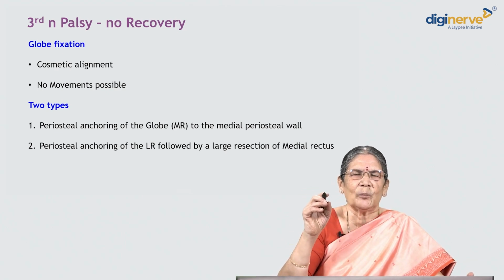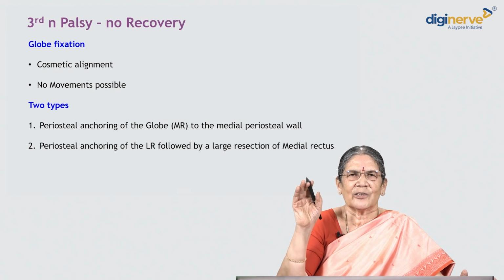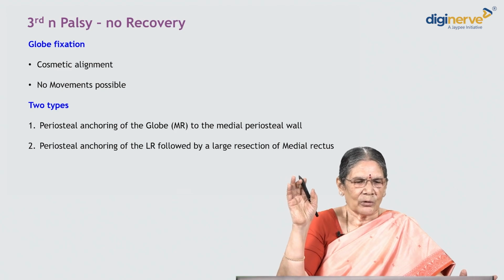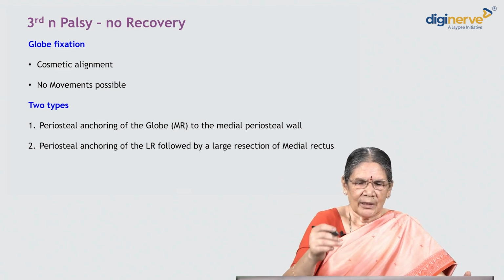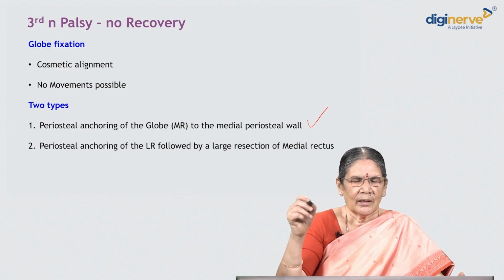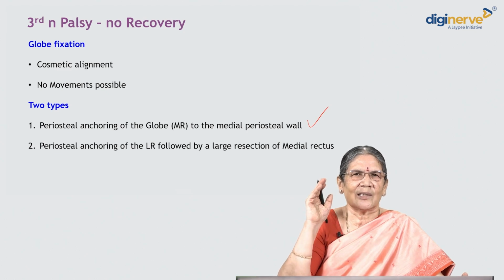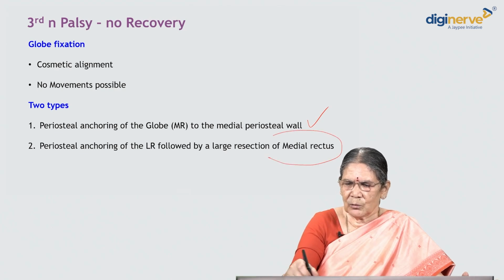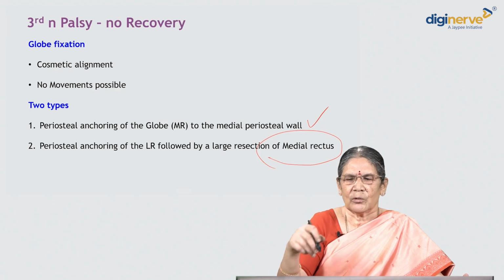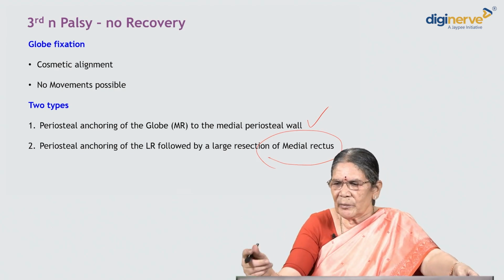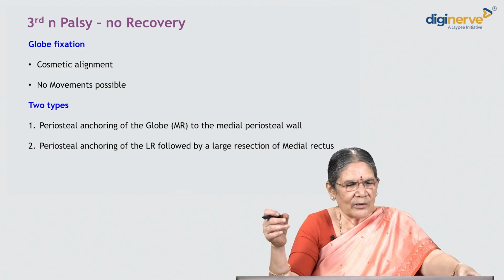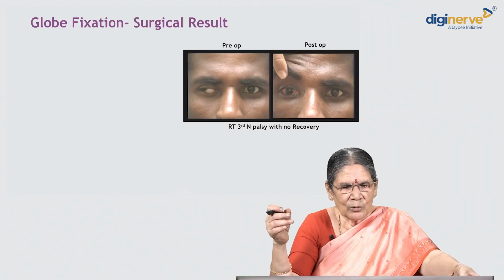What about when there is no recovery at all? The eye is in an exotropic position, with no movements. Adduction, elevation, depression, everything is absent. So, then what will we do? Two things you can do. One, you anchor the globe mechanically to the medial periosteal wall, or you recess the lateral rectus completely, anchor it to the medial orbital wall, and then do a medial rectus resection. These two options can give a little bit better prognosis, may not be always good, but if you are lucky you can have a good anchor.